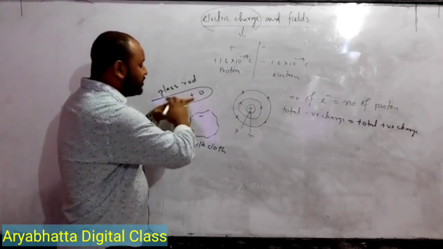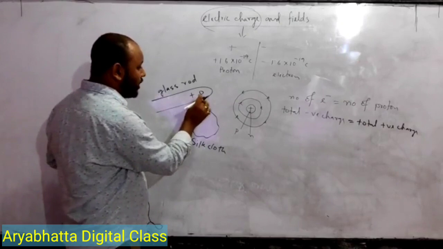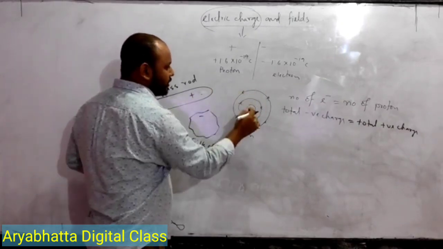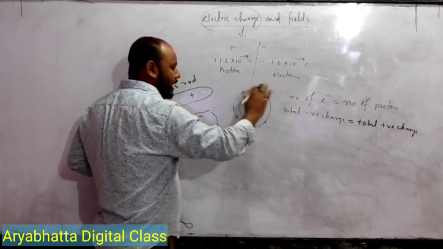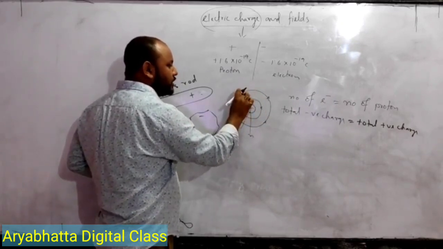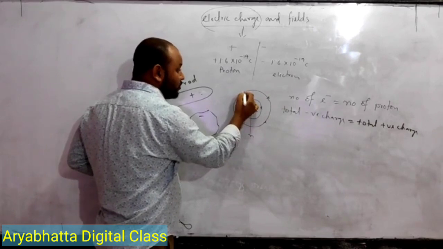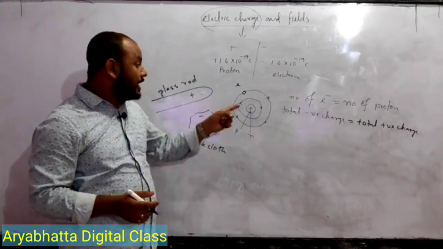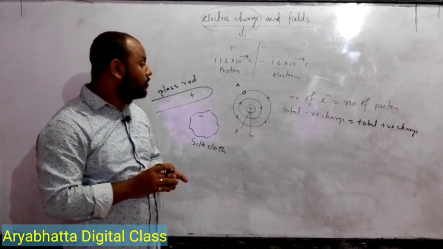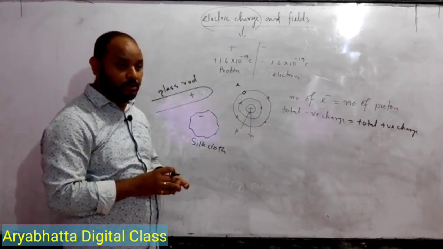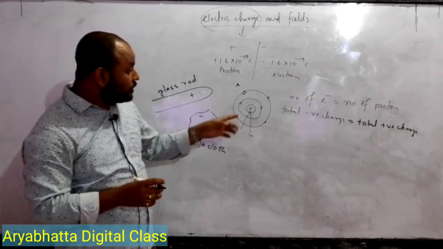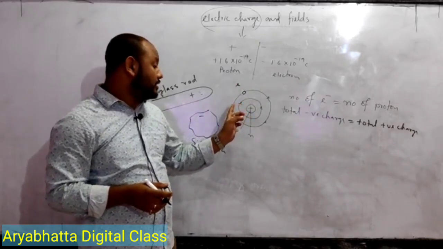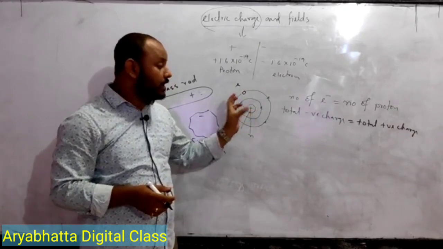When you rub this glass rod with silk cloth, what happens? The valence electrons may be ejected from the atoms, for which the number of protons will be greater than the number of electrons in the atom.